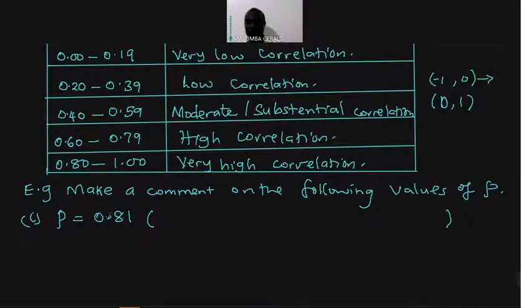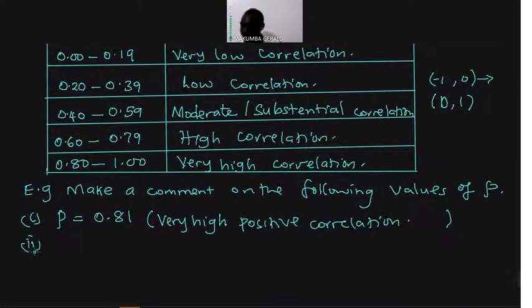So for this case, it is a positive one. So our comment is going to be very high. Then the sign of our value comes in: very high positive correlation. Okay. So number 2, how about if they gave us rho being equal to -0.42? What would be our comment?